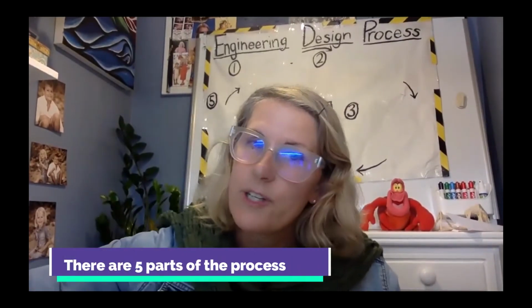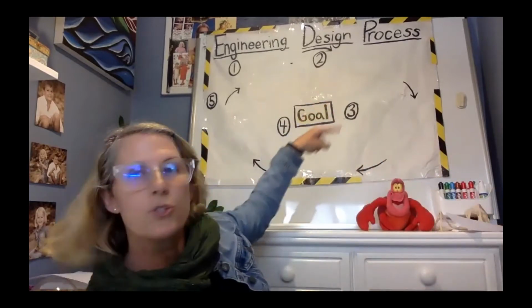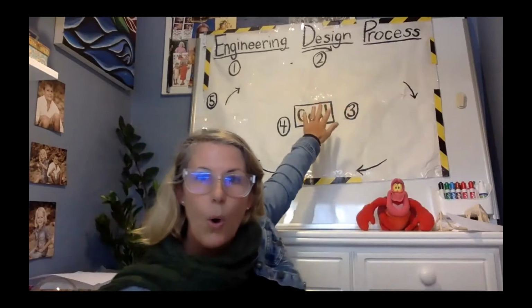And let's get started. We are going to be using the engineering design process right up there. There are 5 parts of the engineering design process. I'm going to show you right here. Are you ready? First of all, you'll notice that it's circular. We have the goal in the middle, but it's a circular process.